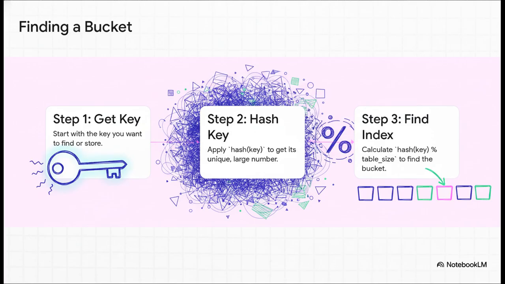Well, it's a simple three-step process. First, you start with your key. Second, you run it through the hash function to get that big integer. And third, this is the clever part, it uses the modulo operator, that little percent sign, to figure out which slot or bucket inside the dictionary's memory it should go in. This tells Python exactly where to put the data and, more importantly, where to find it later.